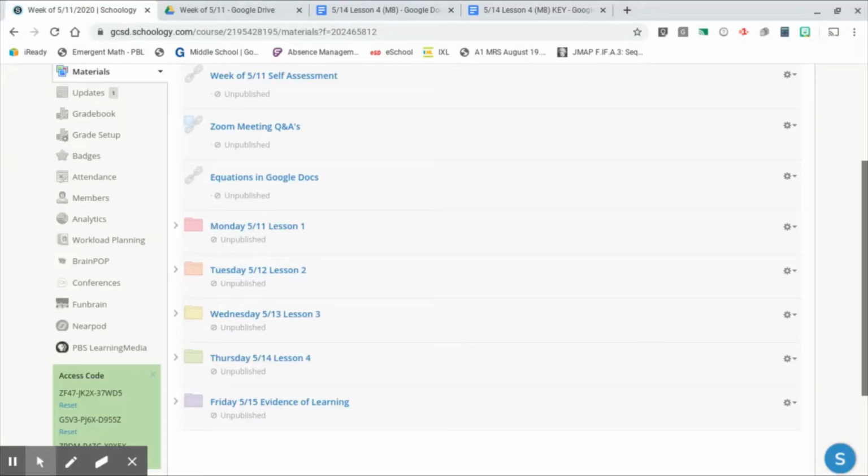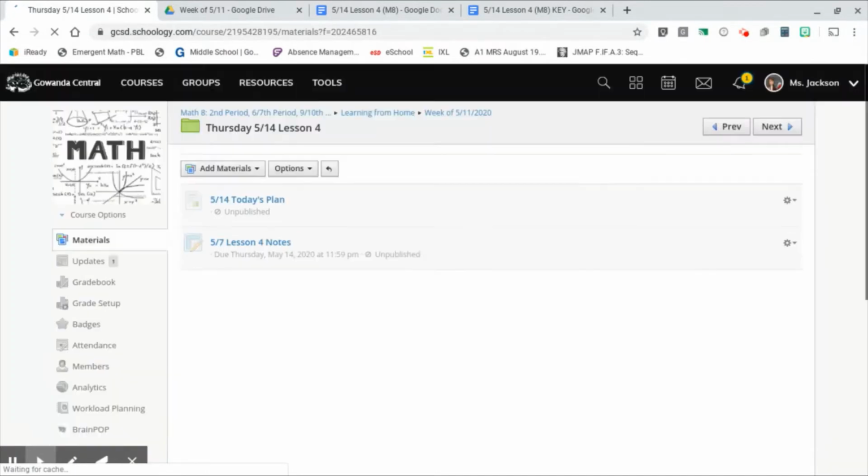It's our last lesson and it's on perfect cubes, which you might not have heard of, but again, it's very similar to yesterday's lesson on perfect squares. So let's get started. Lesson 4 is the Thursday folder. It is our last lesson for the week. Tomorrow is your evidence of learning. Clicking on today's notes.